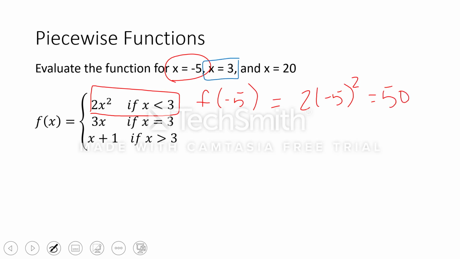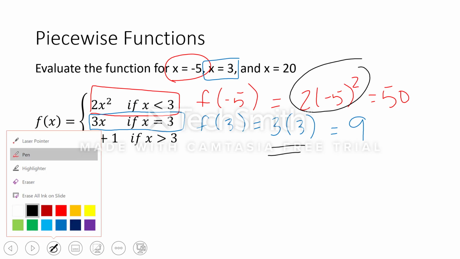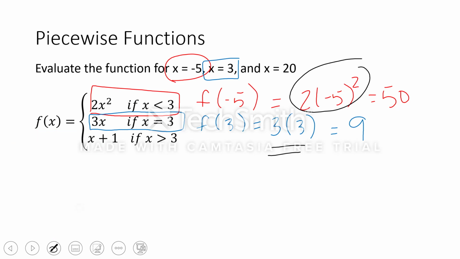Okay, now what about x equals 3? Well, if x equals 3, I have to use this middle piece of the piecewise function. So I get 3 times 3, which equals 9, of course. So we're using different rules. Here I used the 2x squared rule up above, and here I used the 3x rule, depending on what my input was. Okay, let's talk about if I have x equals 20. Then what am I going to do? Well, now I have to use this bottom rule because x is greater than 3. So f of 20 is 20 plus 1, or 21.